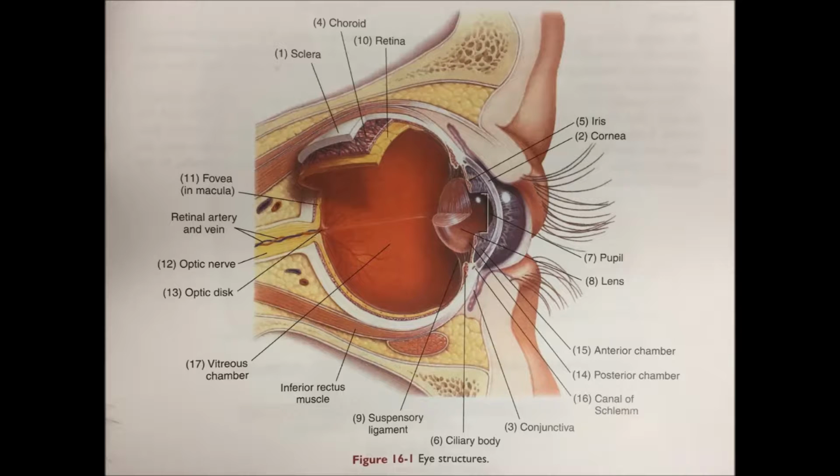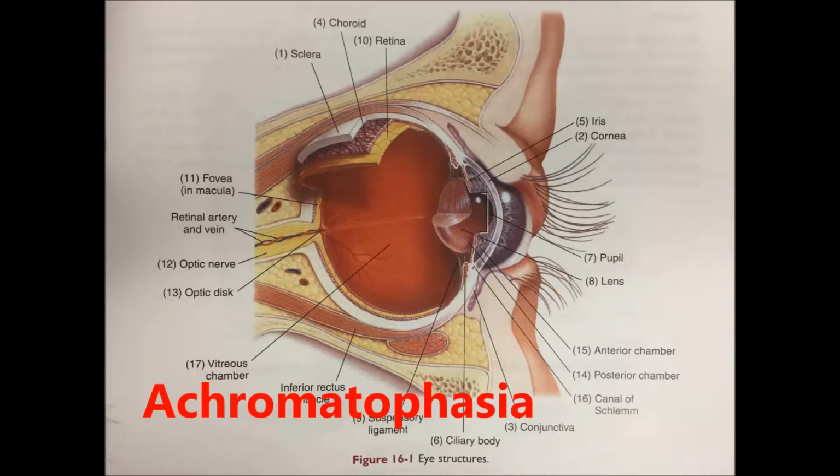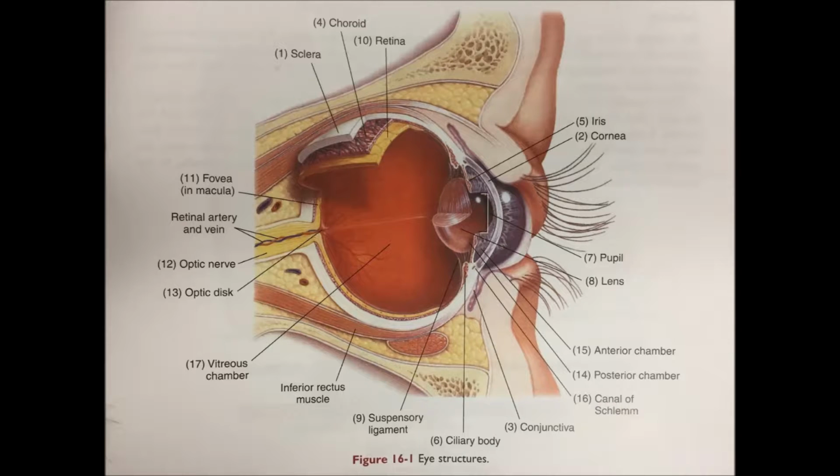It has two different types of receptors: rods, which function in dim light and produce black and white vision, and cones, which function in bright light and produce color vision. Achromatophagia, otherwise known as color blindness, is a severe congenital deficiency in color perception caused by abnormalities in the cones.